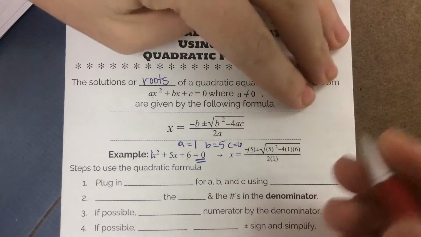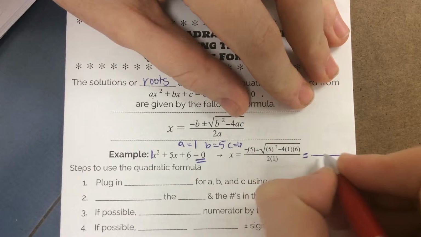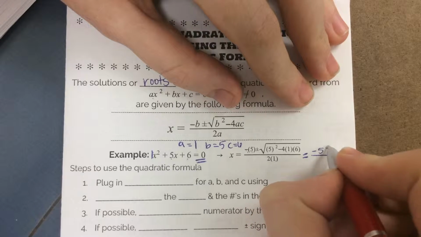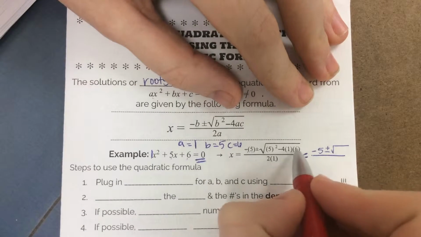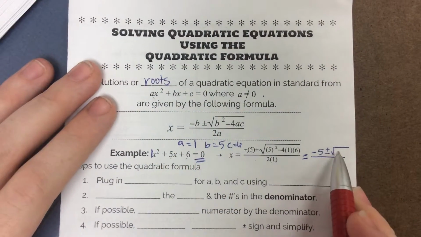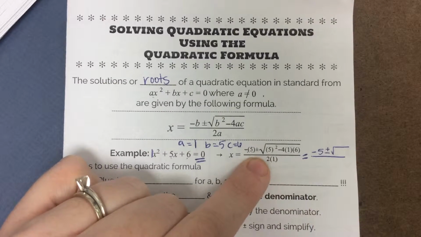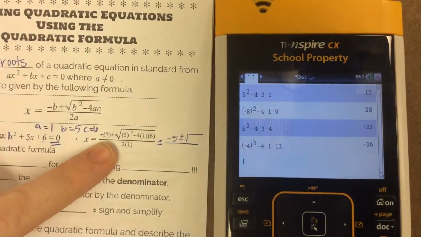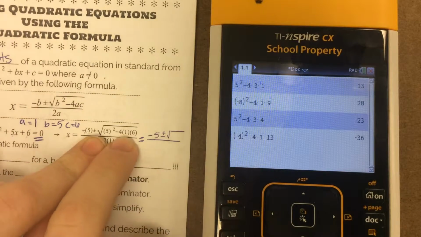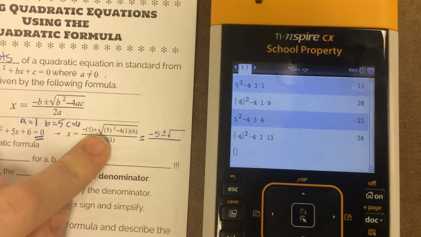Okay, so from there, the first thing you do is a negative times 5 is negative 5, plus or minus the square root. We want to simplify what's inside the square root here. So instead of writing out all those numbers, you can simplify that. One way you can do it is plug it into your calculator. When you're plugging it in your calculator, you want to make sure to use parentheses. If you don't, when you plug in negative numbers, sometimes you get the wrong answer.